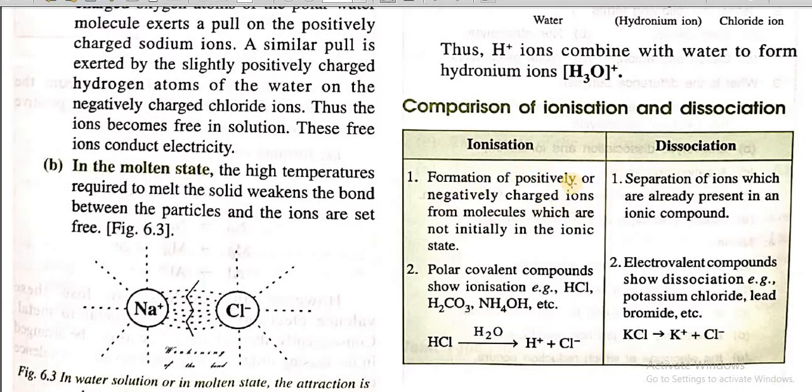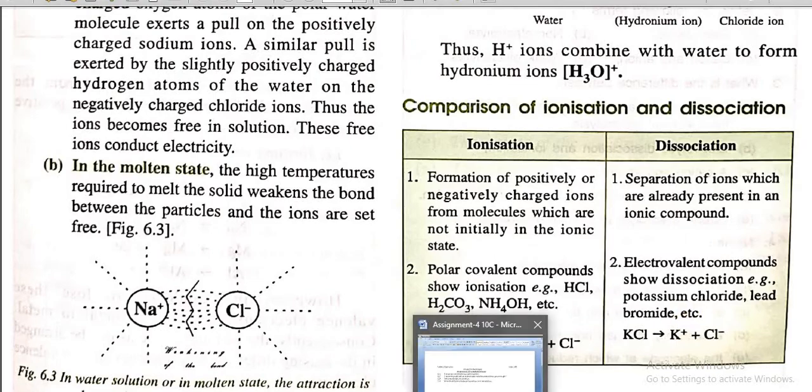Now the differences between ionization and dissociation are important. Ionization is the formation of positively or negatively charged ions from molecules which are not initially in the ionic state. So in ionization, the molecules are in a covalent state. Dissociation is the separation of ions which are already present in an ionic compound. Polar covalent compounds undergo ionization, for example hydrogen chloride, carbonic acid, ammonium hydroxide. Whereas electrovalent compounds undergo dissociation, for example potassium chloride, lead bromide.